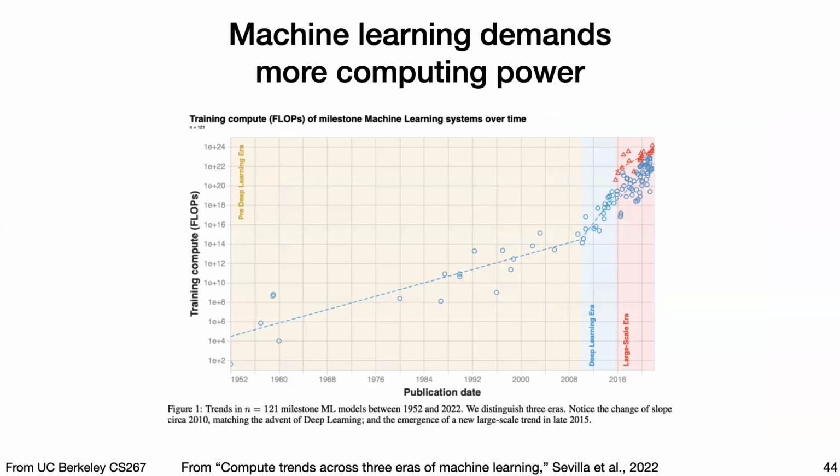This is basically the same point, that these machine learning models require more computing power. The y-axis is the number of compute resources you need to train these things. The x-axis is time. It's actually kind of interesting. They separated ML into three eras: deep learning, and then large scale. You can see this huge elbow when you get to the deep learning era. I guess these are models.